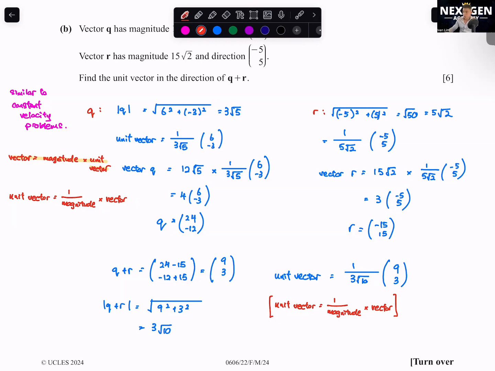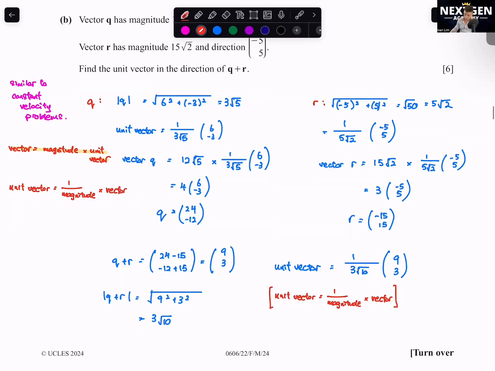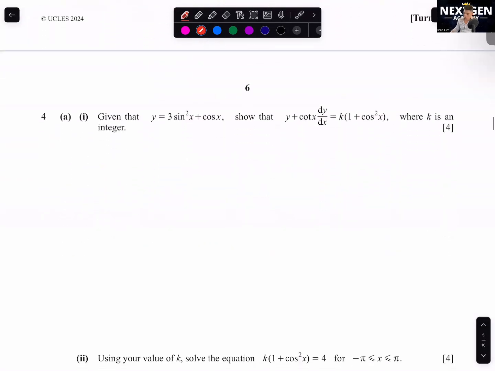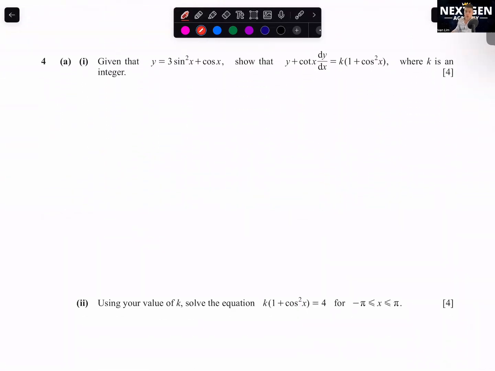Okay, let's go to question 4. This is a differentiation and trigo question together. Not that hard of an explanation. Given that y equals sine squared x plus cos x, show that y plus cot x dy over dx equals k bracket 1 plus cos squared x, where k is an integer. This one looks complicated, right? They make it look very complicated. We break it down. What do they want over here? They just want you to find dy over dx.